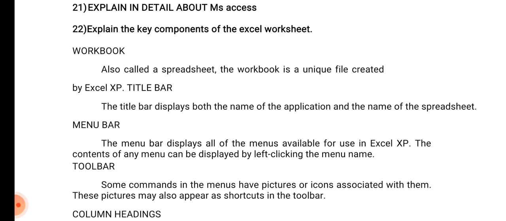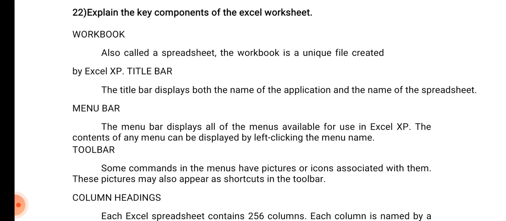Next question, explain the key components of the Excel worksheet. So, workbook, also called a spreadsheet. The workbook is a unique file created by Excel. The title bar displays both the name of the application and the name of the spreadsheet. Menu bar. The menu bar displays all the menus available for use in Excel XP. The content of any menu can be displayed by left-clicking the menu name.